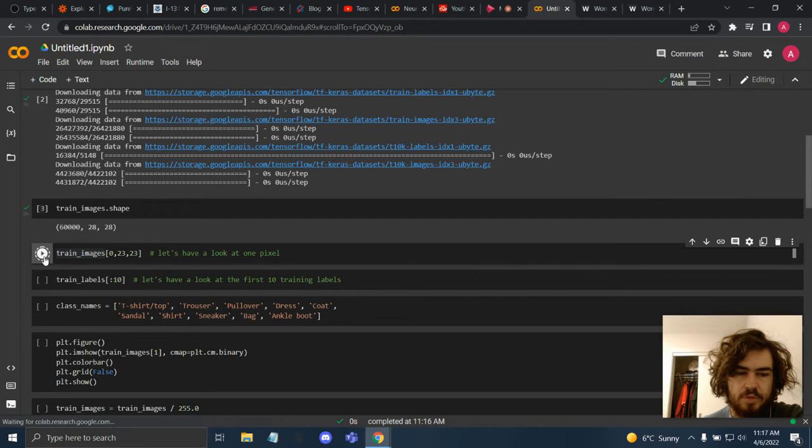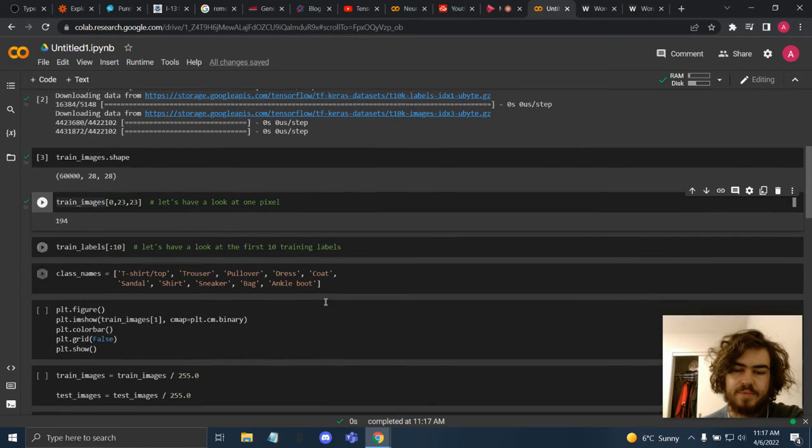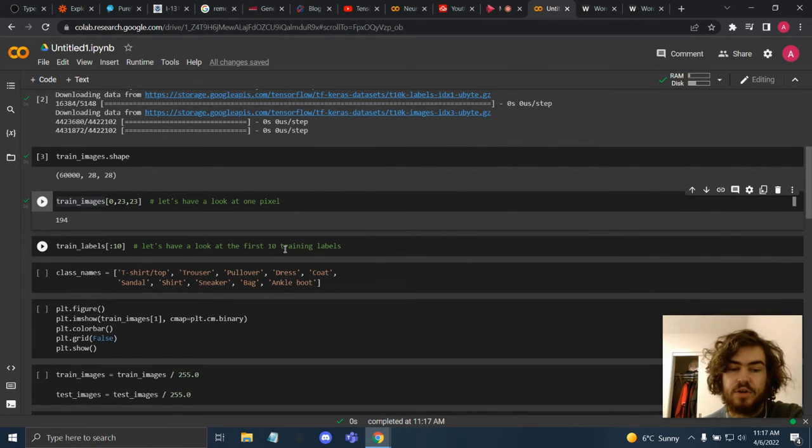Now, if we were to look at a single pixel right here, say 0, 23, 23, so the first image in our set, and then the 24th pixel by the 24th pixel, we get a value of 194. This is a value between 0 and 255, which represents the light level of the pixel. We are going to be working with grayscale this time simply because it's easier and it gives a very good idea.